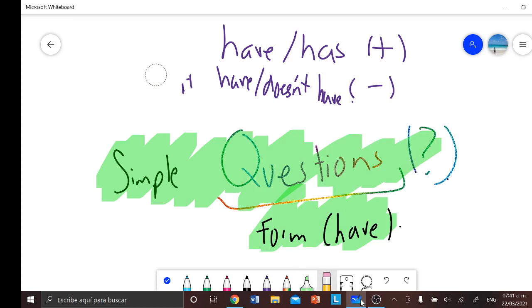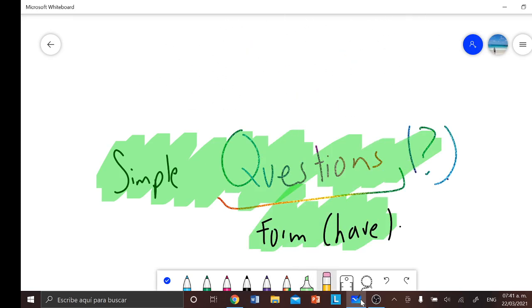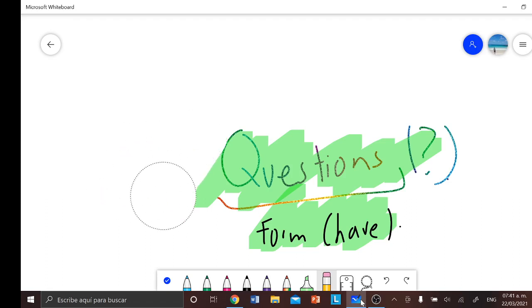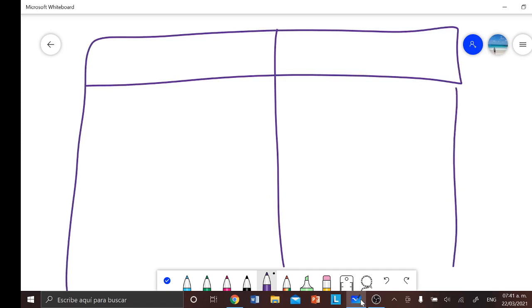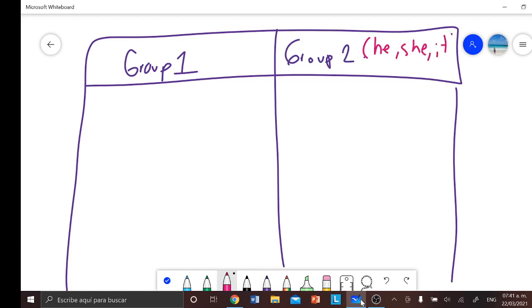Something very simple. So in this case, the first thing that we need to know is that we have to keep identifying the different subjects in the two groups that we have. So pretty much it's going to be exactly the same. We need to identify the subjects from group number 1 and the subjects from group number 2. Remember, group number 2 is composed by the subjects he, she, and it. And group number 1 is composed by the subjects I, you, they, and we.